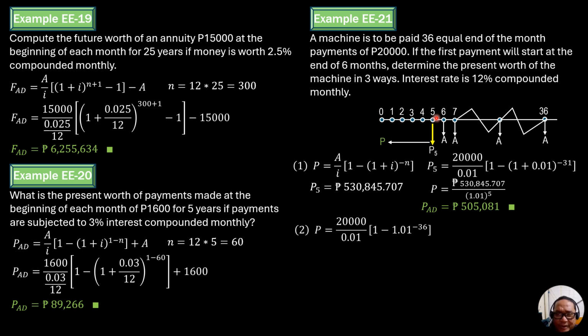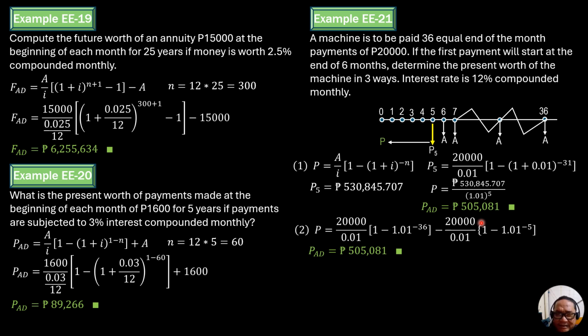So present worth of annuity due with 5 equal payments: 20,000 over 0.01, quantity 1 minus 1.01 to the negative 5. So we subtract that value, 20,000 over 0.01, quantity 1 minus 1.01 to the negative 5. And that value is also 505,081.